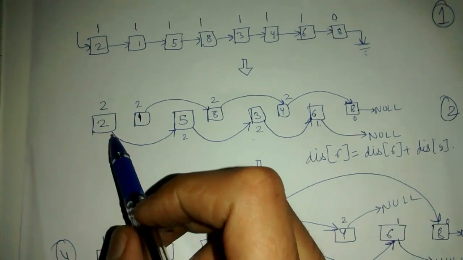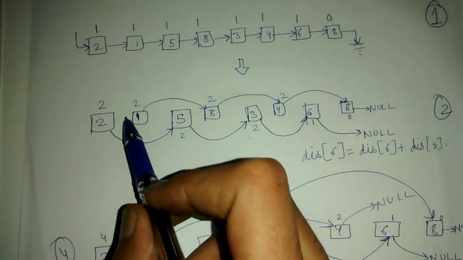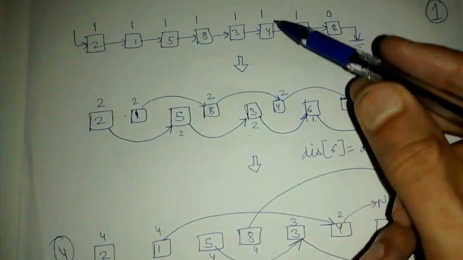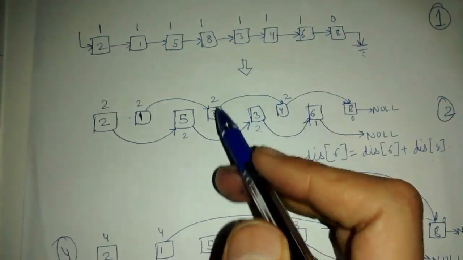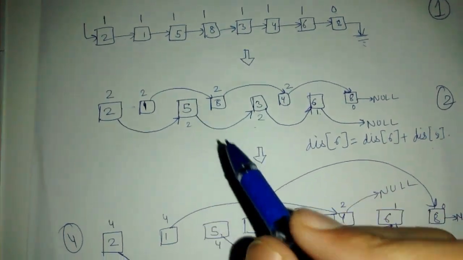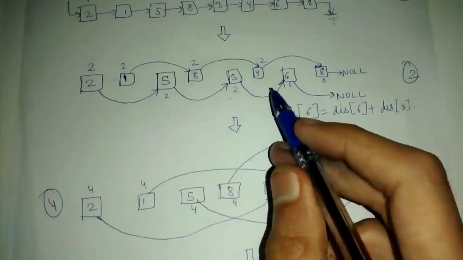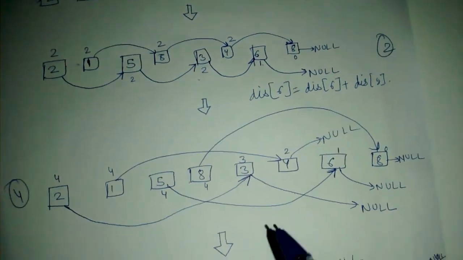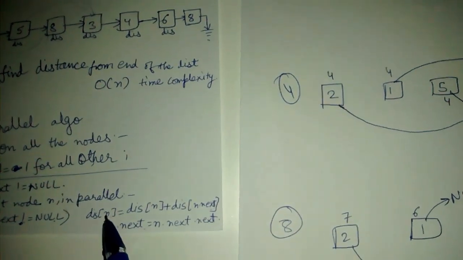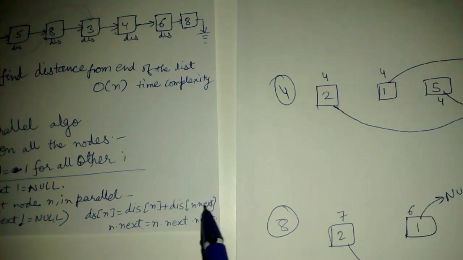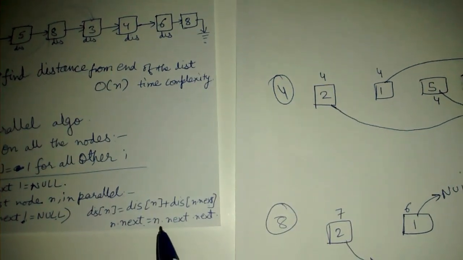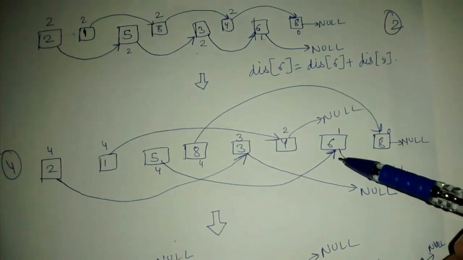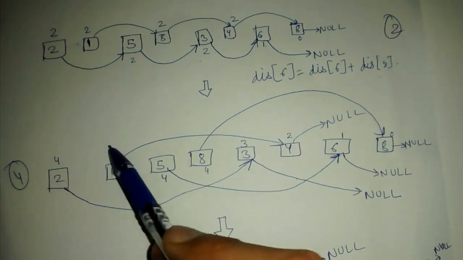And now instead of pointing to just the next element, I am pointing to my next to next element. So you can see the list has been divided into two halves, the even elements and the odd numbered elements, in a single iteration. Then we repeat the iteration. We do these two steps: dis of n is equal to dis of n plus dis of n dot next, and n dot next is now pointing to n dot next dot next. So I update the dis values again.